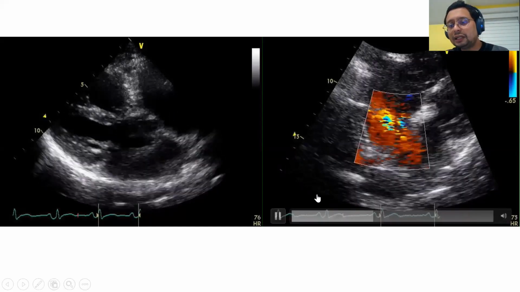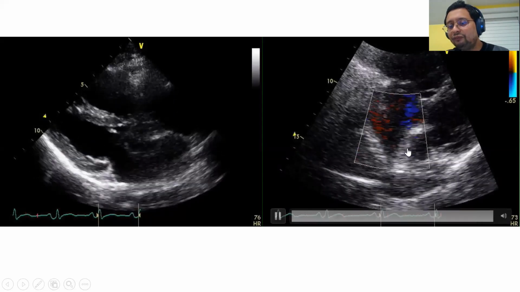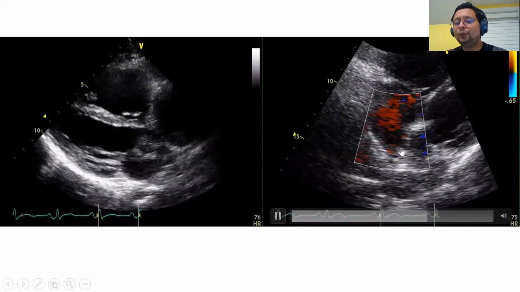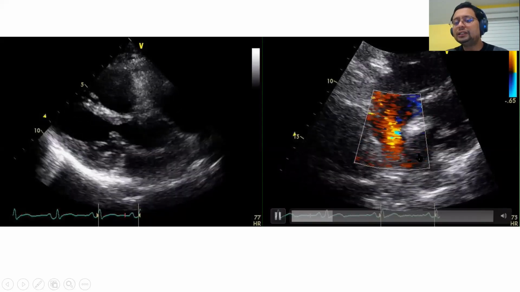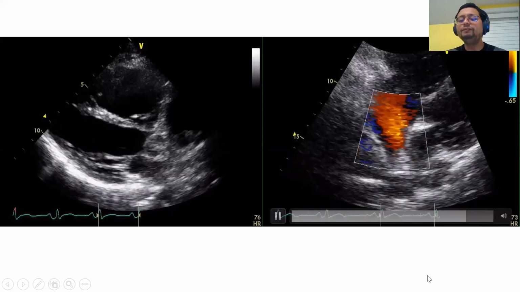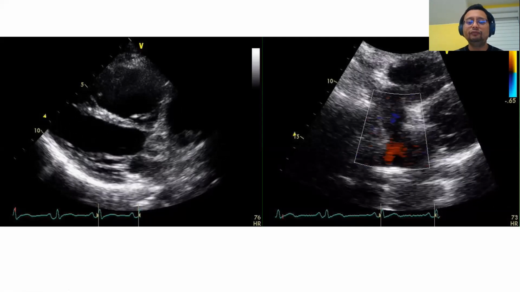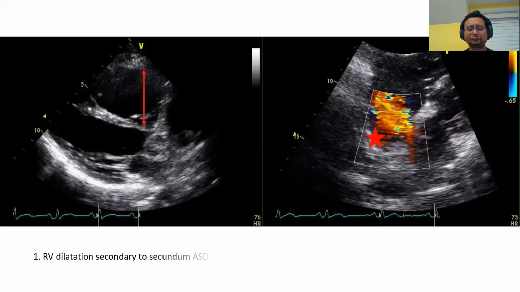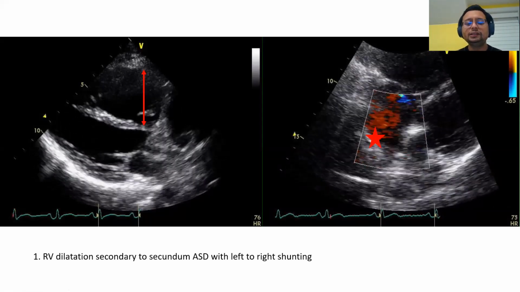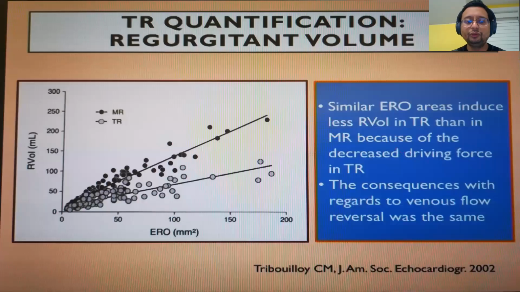Now, if you look at the subcostal four-chamber view, I can see the red flow. Blue is away and red is towards the transducer. We can see flow from the left atrium to the right atrium. This patient has right-sided volume overload secondary to atrial septal defect, right? So RV dilatation, secondary to secundum ASD with left to right shunting.